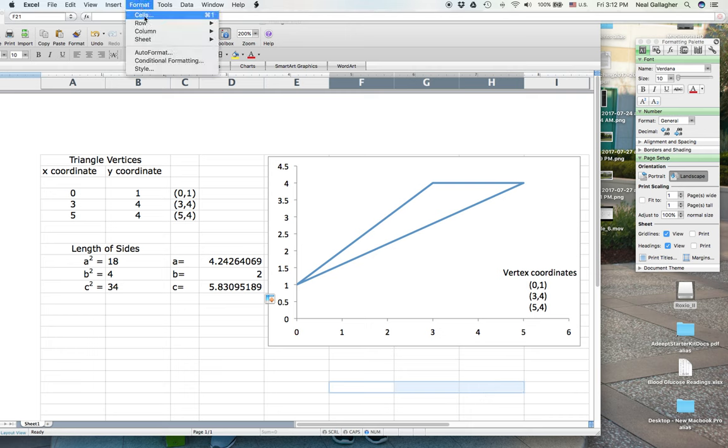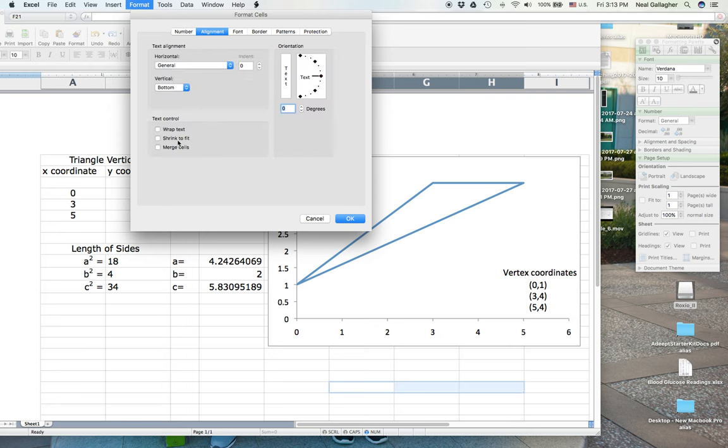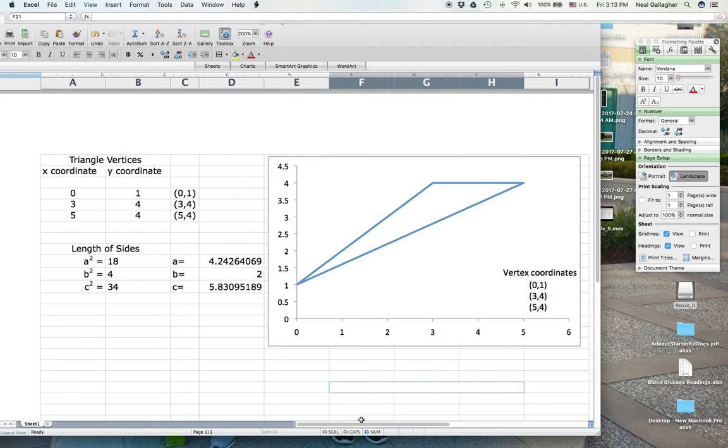So I do format, cells, alignment, merge cells, okay. So for example, to find angle C, I want to use this formula right here. I want to say that C squared equals A squared plus B squared minus 2ab cosine C, where angle C is uppercase, okay.